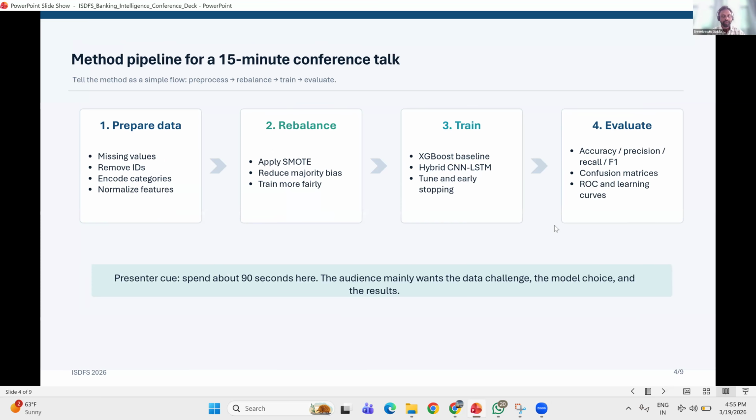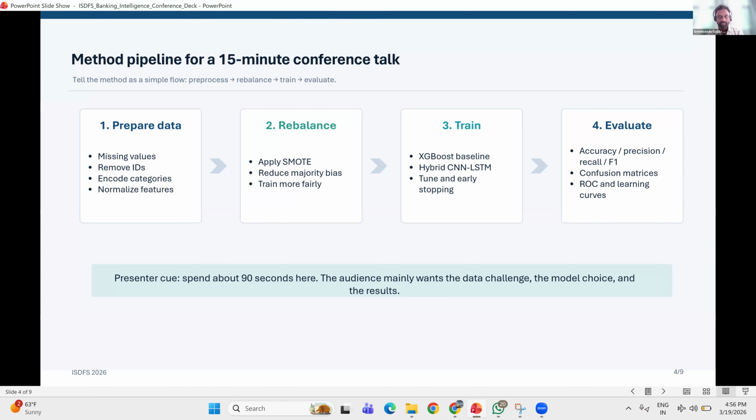Here is preparing the data, rebalancing, training and evaluating. In preparing the data, we handle the missing values, remove the IDs which have missing values, make sure the categorical encoding is done, and then apply the normalization feature. Based on that, we apply our models. For rebalancing, we apply SMOTE, which is one of the techniques, reducing the majority bias and training more fairly.